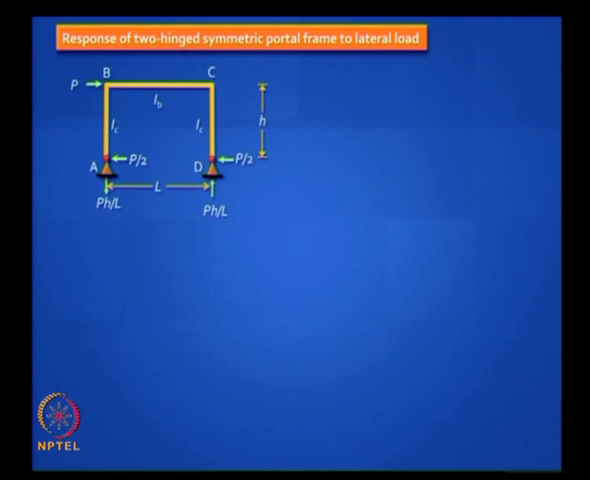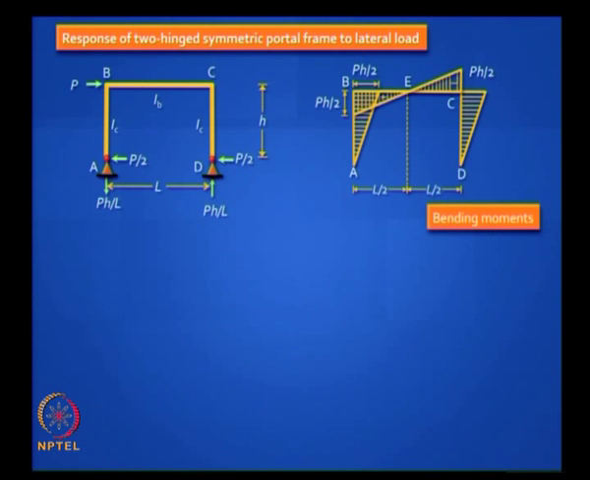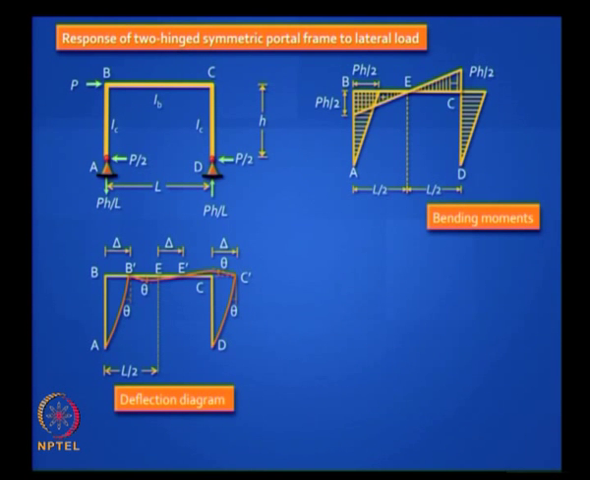Let's take a simple problem. Can you analyze this frame? This is a portal frame. It's symmetric. There's a load P. We discussed this earlier. That load will be shared equally, P by 2, and that makes it statically determinate if this frame is symmetric. Remember, we proved this earlier. And so this has a bending moment diagram as shown, drawn on the tension side. It has a deflection diagram as shown.